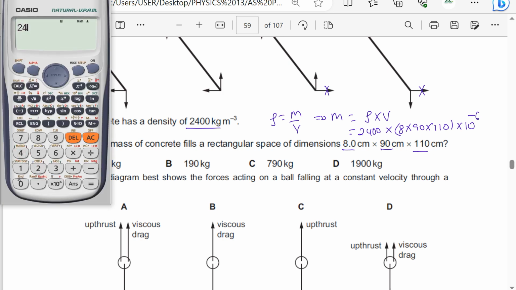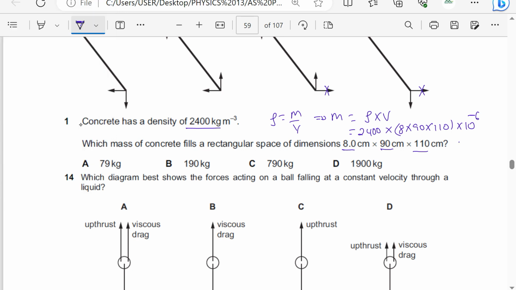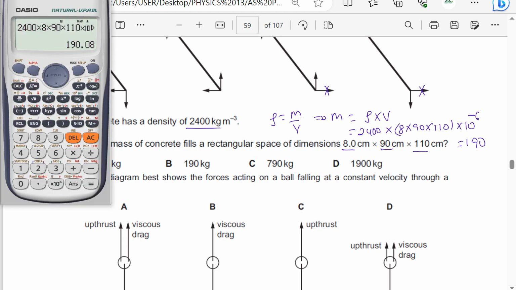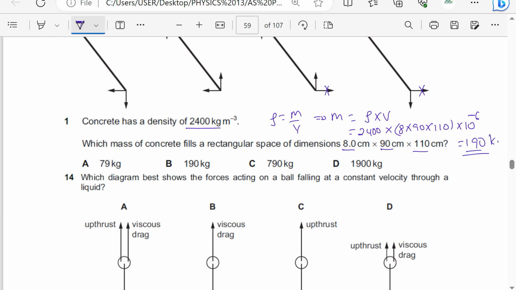So this will be 2,400 times 8 times 90 times 110 exponent minus 6. So this gives us 190 kilograms. So the answer is going to be B.